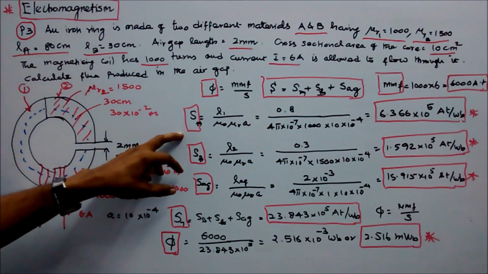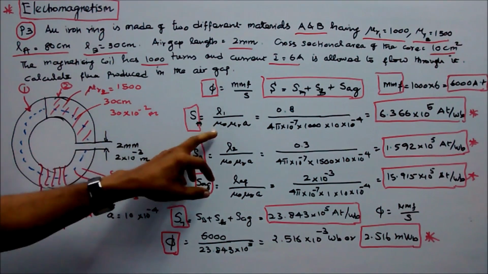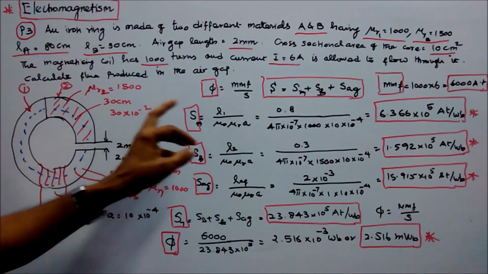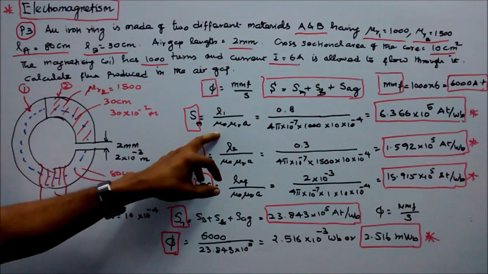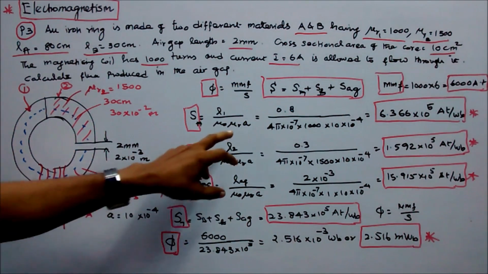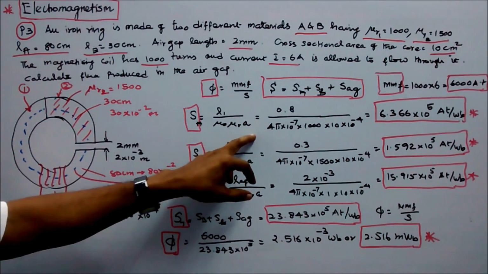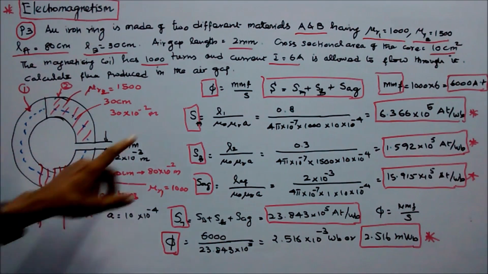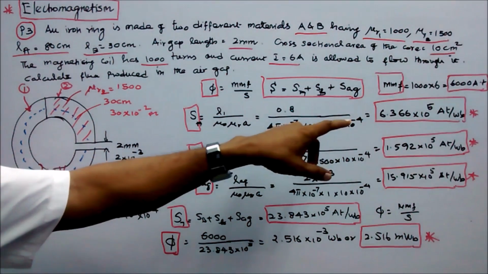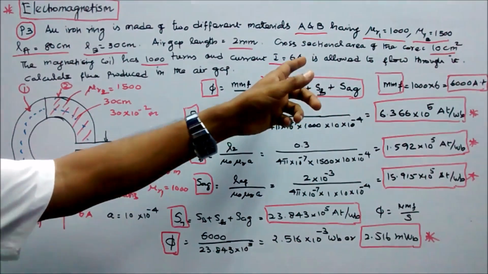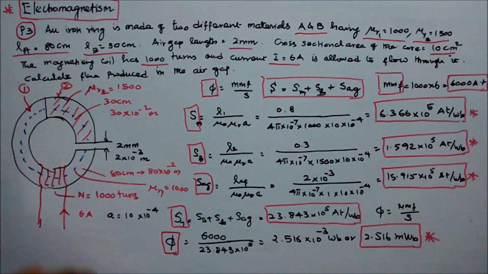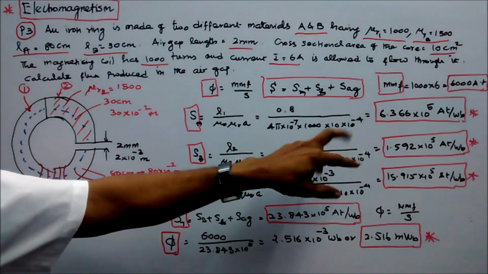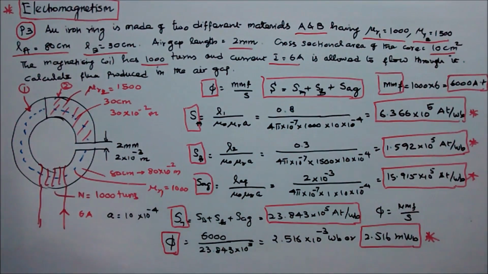Reluctance of the material A is equal to L1 divided by mu naught into mu R into A. L1 is equal to 80 into 10 power minus 2, mu naught is equal to 4 pi into 10 power minus 7, mu R is equal to 1000, A is equal to 10 into 10 power minus 4. So reluctance of material A is equal to 6.366 into 10 power 5 ampere turns per Weber. Similarly, reluctance of the material B is equal to 1.592 into 10 power 5 ampere turns per Weber.